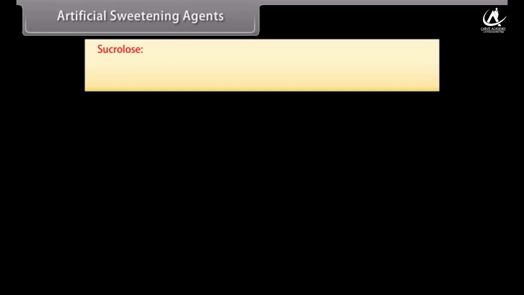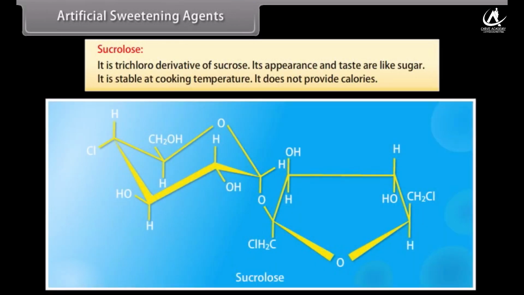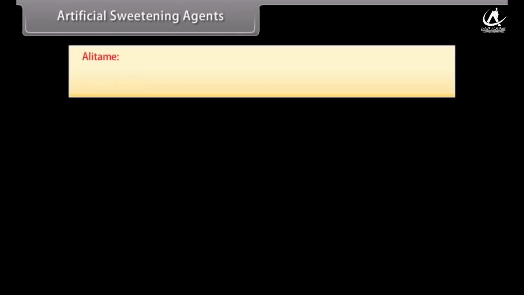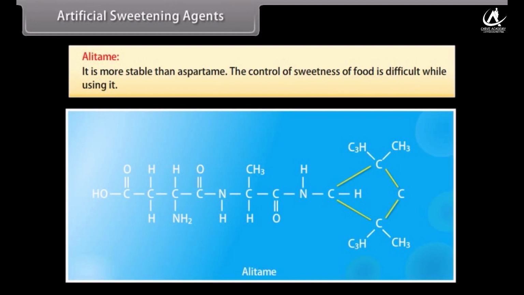Sucralose. It is trichloro-derivative of sucrose. Its appearance and taste are like sugar. It is stable at cooking temperature. It does not provide calories. Alitame. It is more stable than aspartame. The control of sweetness of food is difficult while using it.